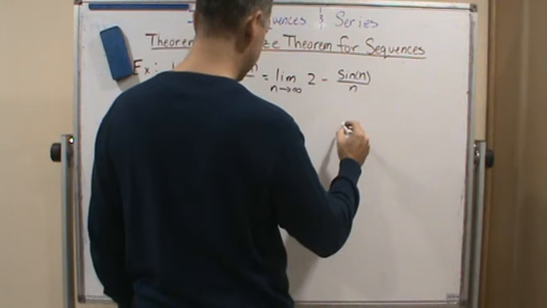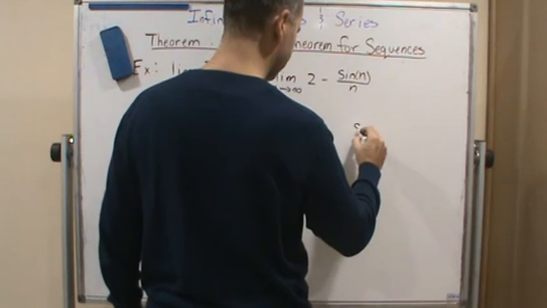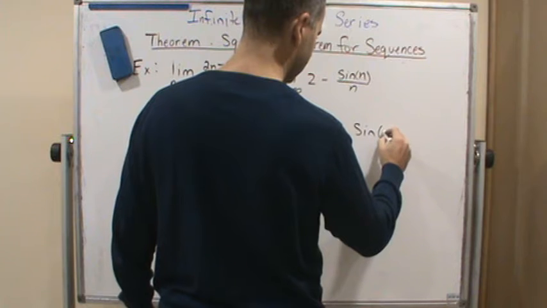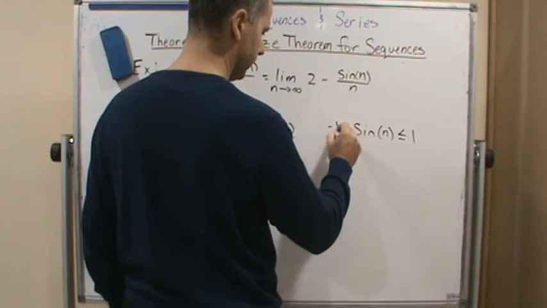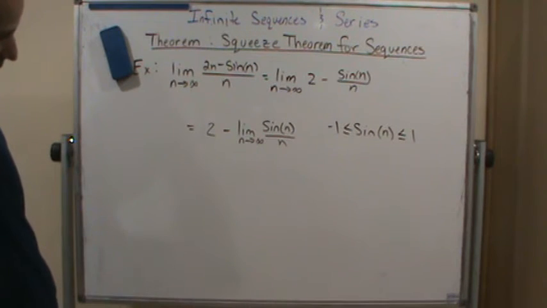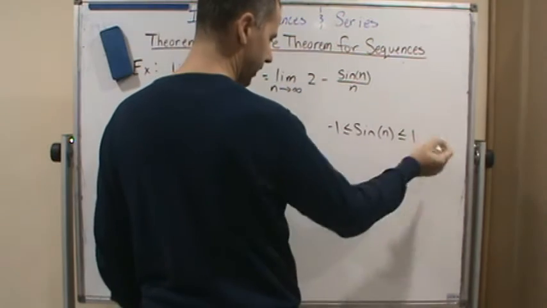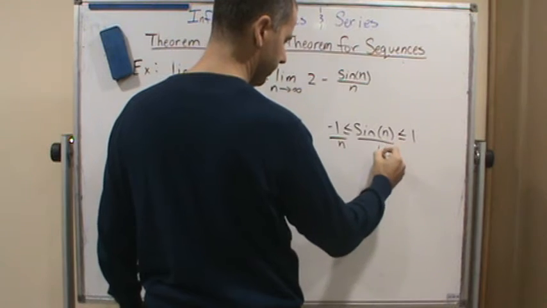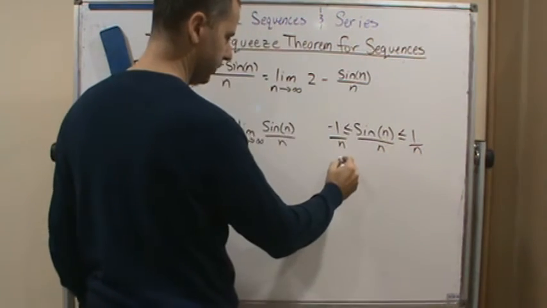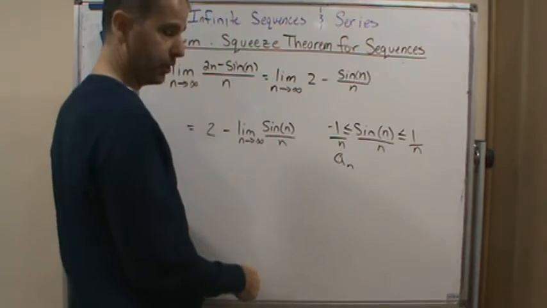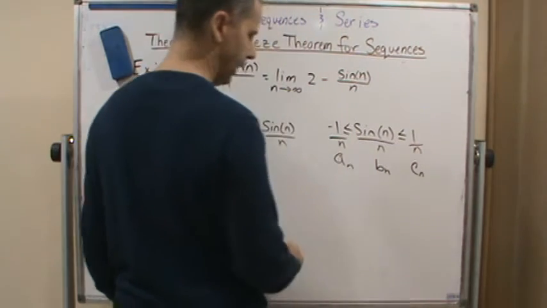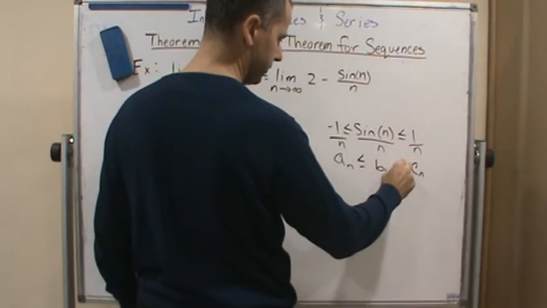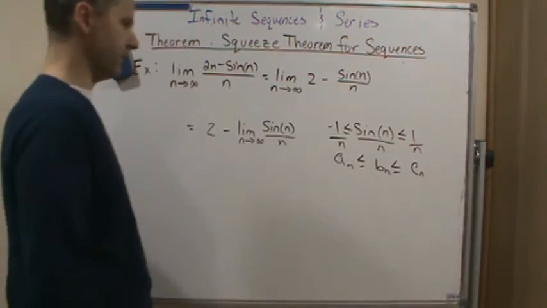Because if we look at 1 over n, so again, sine n is less than or equal to 1 and greater than or equal to negative 1, just like cosine, right? It's a cyclic function that bounces between 1 and negative 1. And then if we divide everything by n, we get this. And so we get our nth term here, nth term here, and our nth term here. So we know that a sub n is less than or equal to b sub n, which is less than or equal to c sub n.